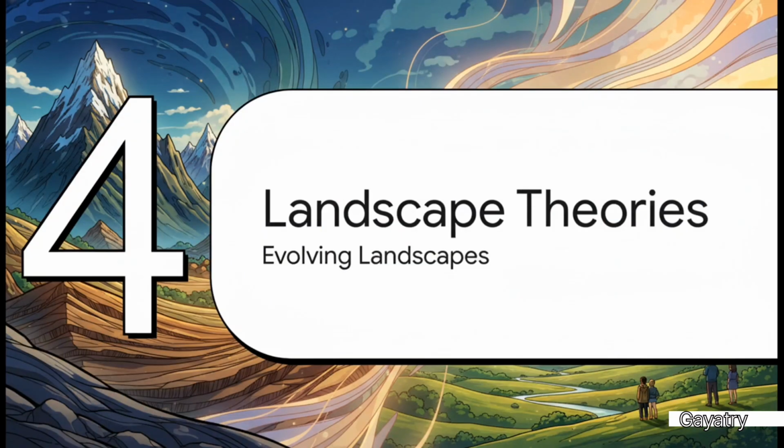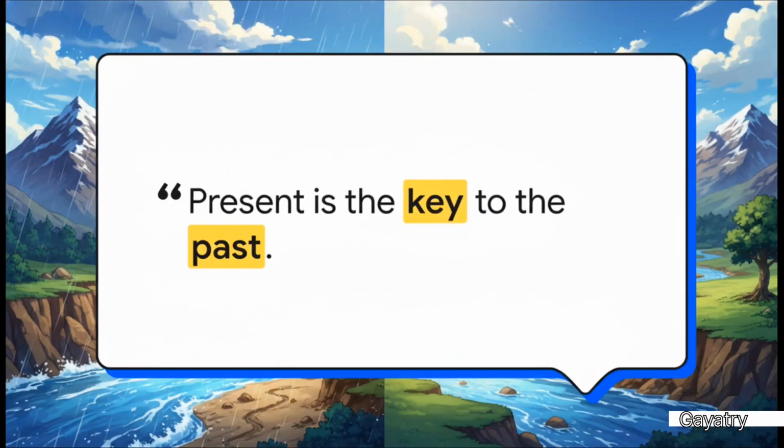Section 4. Evolving Landscape Theories. Okay, we have our continents, our mountains, and our rocks. But how do they evolve over millions of years into the specific hills and valleys that we actually live on? For a really long time, people thought the Earth's features were just created instantly by sudden, massive catastrophes.